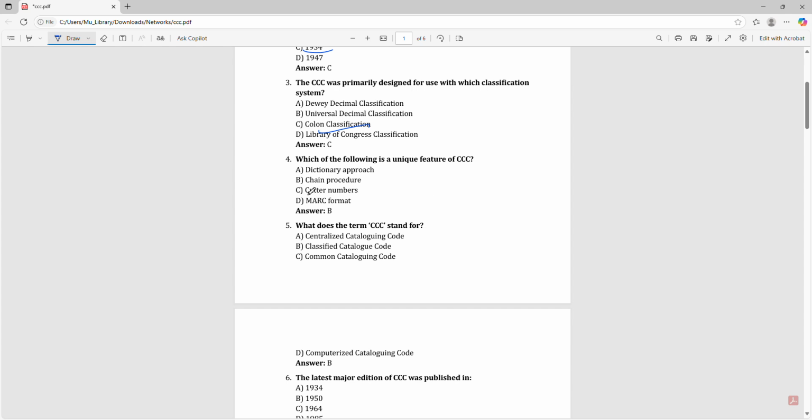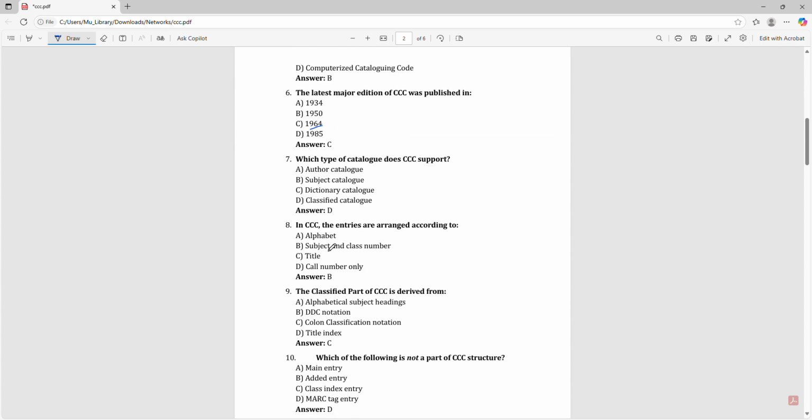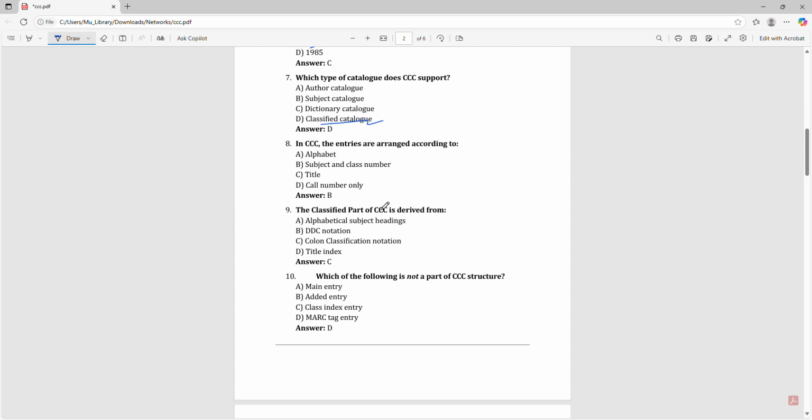That is chain procedure. What does the term Triple C stand for? Classified catalog code. The latest major edition of Triple C was published in 1964. Which type of catalog does Triple C support? That is classified catalog. In Triple C, the entries are arranged according to the subject and class number.